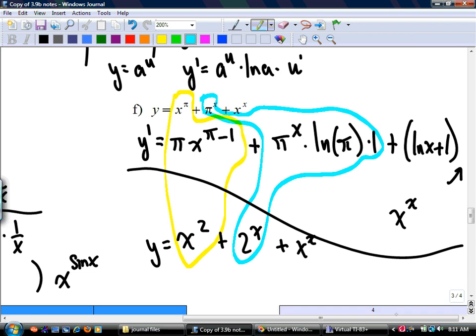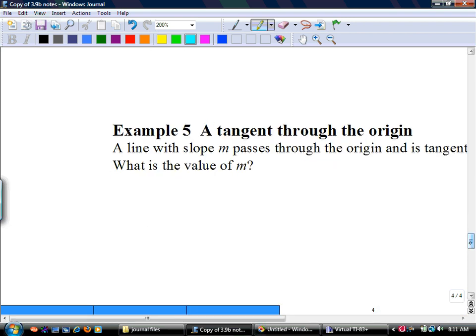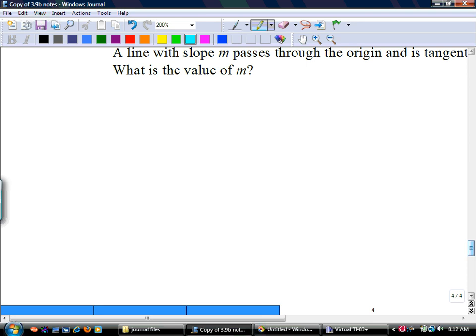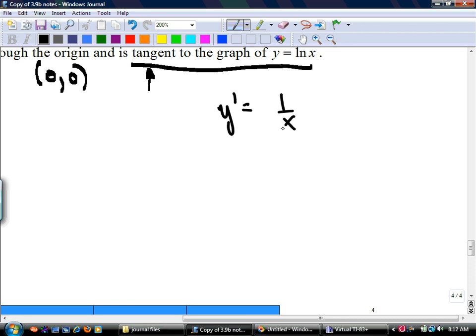Okay, anything on the next page? A line with slope m passes through the origin. Okay, what's the origin, kids? Good. And is tangent to the curve of the graph y equals ln x. Tangent to the graph. What do you think when you hear the word tangent? Slope. And what do you think when you think slope? Derivative. Y prime equals 1 over x.